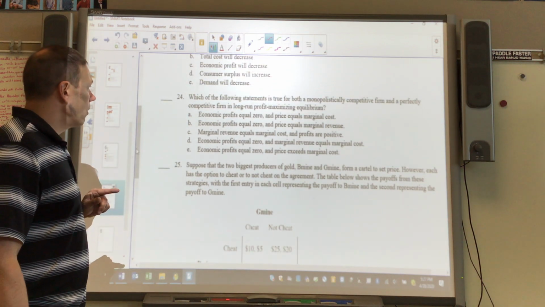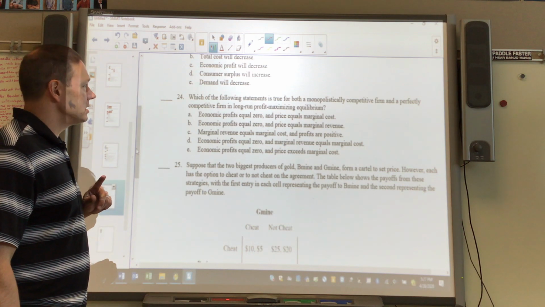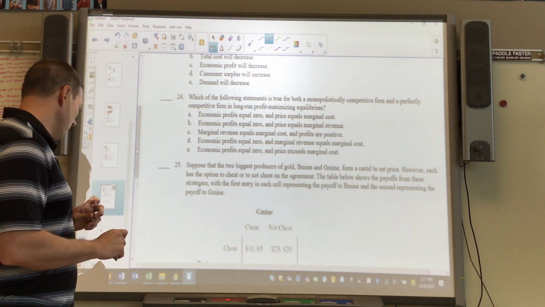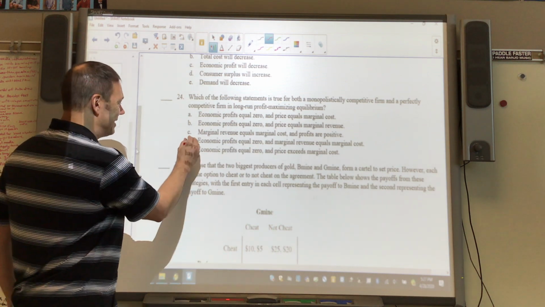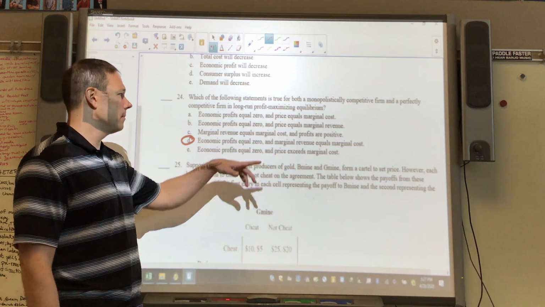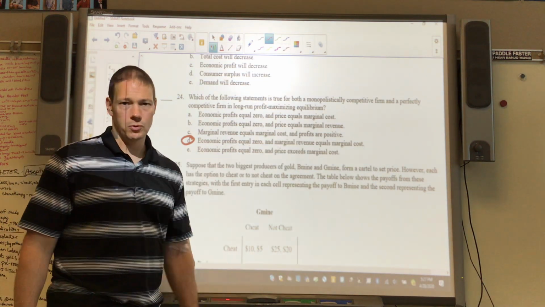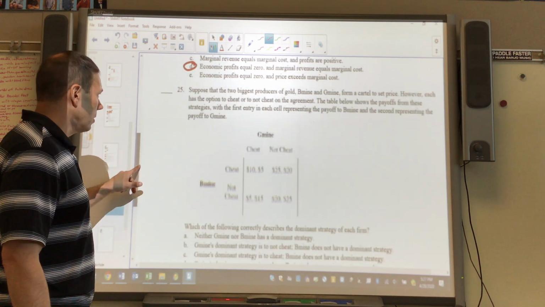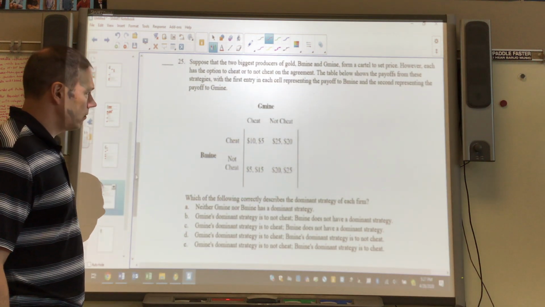All right, 24, which of the following is true for both monopolistic competition and a perfectly competitive firm in long-run equilibrium? The best answer here is going to be D for number 24, zero economic profits. Remember, they both break even in the long run. And of course, they produce where MR equals MC. So that's all good.